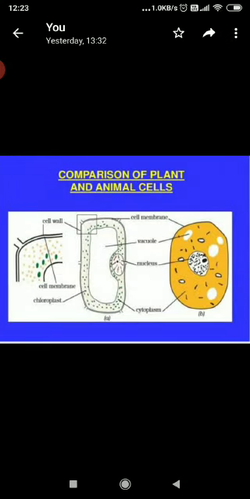So, comparison between plant and animal cells. The plant and animal cells have similar basic structure. Both plant and animal cells have a basic similar structure. But there are certain differences between them, and the main differences between plant and animal cells are, see the picture. So now we are going to discuss the differences between plant and animal cells.